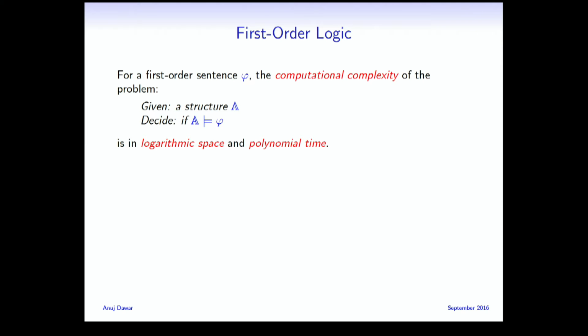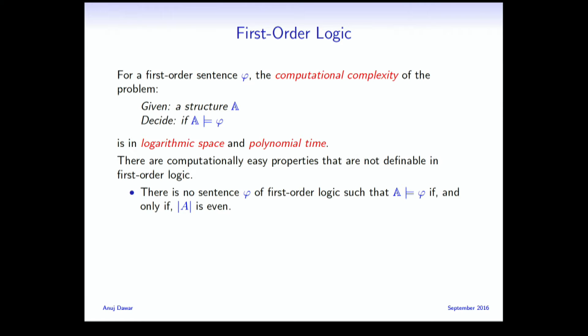So this is a statement we've already seen a few times. It popped up in Fokion's presentation, and I mentioned it last time as well. For any first-order sentence phi, fixed, the complexity of the problem, given a structure, and by given a structure we mean given a string encoding it, decide whether it satisfies phi, we know is in logarithmic space and polynomial time. Now, this is already fairly low in complexity, right? But there are computationally easy properties in log space which are not definable in first-order logic, and we've already seen them.